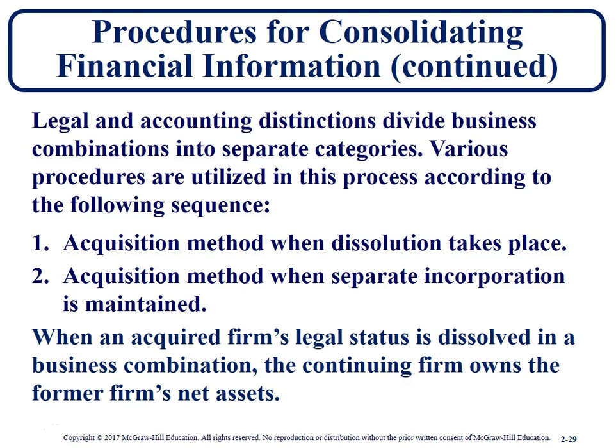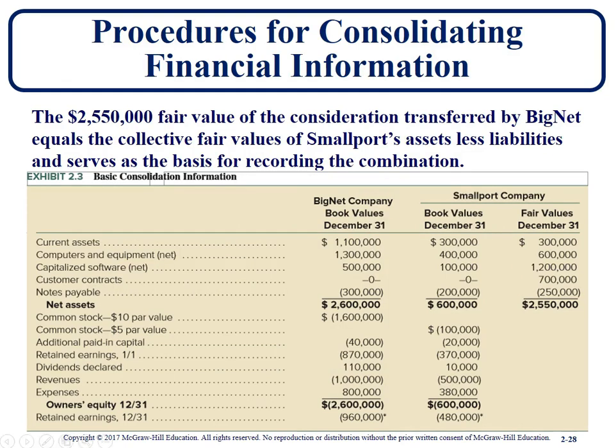Okay, so just to go back and look at the numbers, BigNet had net assets of $2,600,000. Everybody remember what net assets are? Just to remind you, net assets are assets minus any liabilities, and that should equal your owner's equity, because if you remember back to the accounting equation, assets are equal to liabilities plus owner's equity. So if mathematically we take the liabilities and put them on the other side of the equation, it would be assets minus liabilities equals equity.